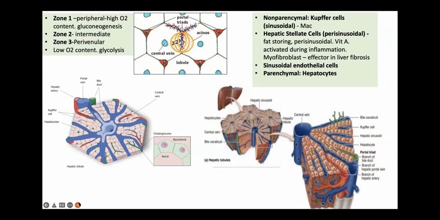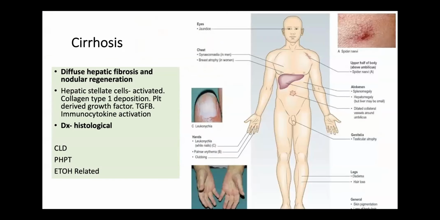In terms of further histology, we have lobules within the liver. You have your portal triads on the periphery, and your liver is divided into 3 zones. Zone 1, as illustrated in this picture, has the highest oxygen content. In terms of function, that's where gluconeogenesis takes place. It's close to vascular supply. Zone 2 is intermediate, and zone 3 is perivenular, where you have low oxygen content and glycolysis takes place. That's a quick overview.